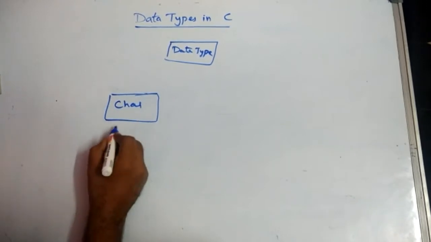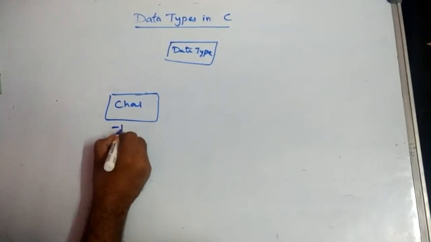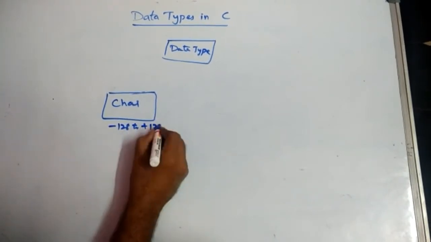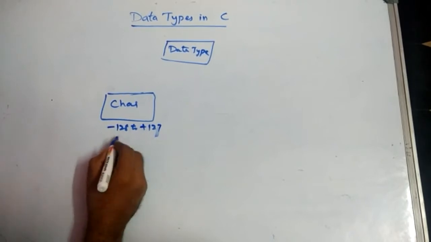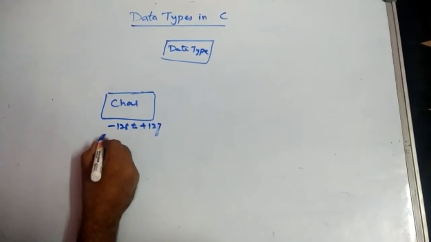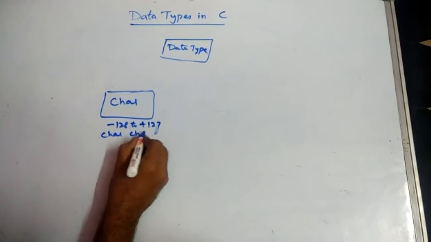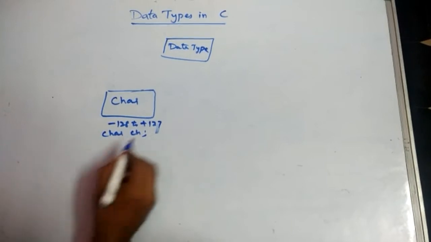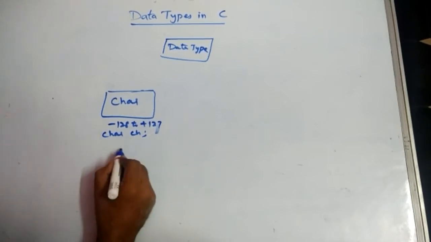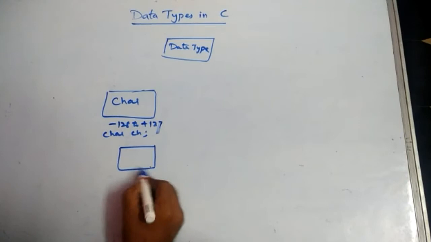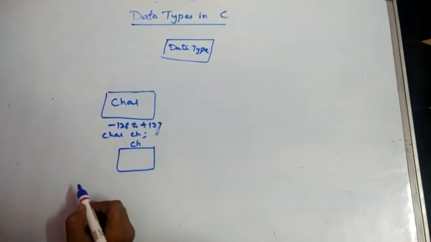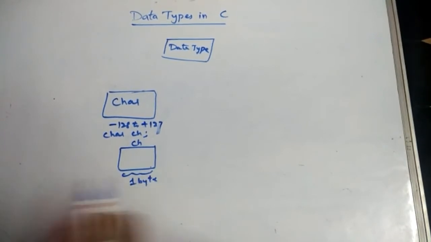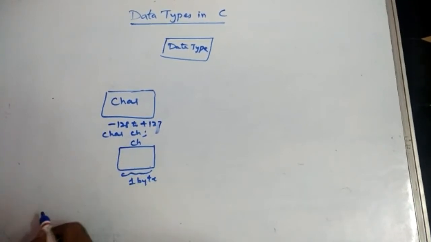The size of the character ranges from -128 to +127. This is the range of a character. When you declare a character, for example, we say char ch. Here char is a keyword which is used to represent character data. ch is the name of a variable, that is a character variable. Memory is allocated for a character variable and the size of this memory is 1 byte. So here we can store a single character.